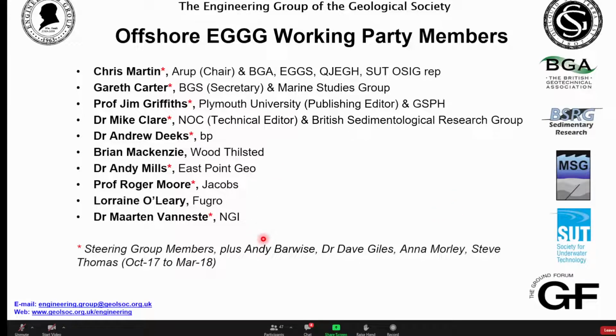Other things to pick up from the steering group, again, part of our success story was really having people involved in the steering group that then rolled on directly to the working party. So we didn't really lose any momentum when we initiated the working party. So a number of those with the red stars highlighted that were involved with the steering group and developing the scope, plus just recognising other members that didn't carry on with the working party. So Andy Barwise, Dave Giles, Anna Morley, and Steve Thomas. Thanks for your support setting up the working party.